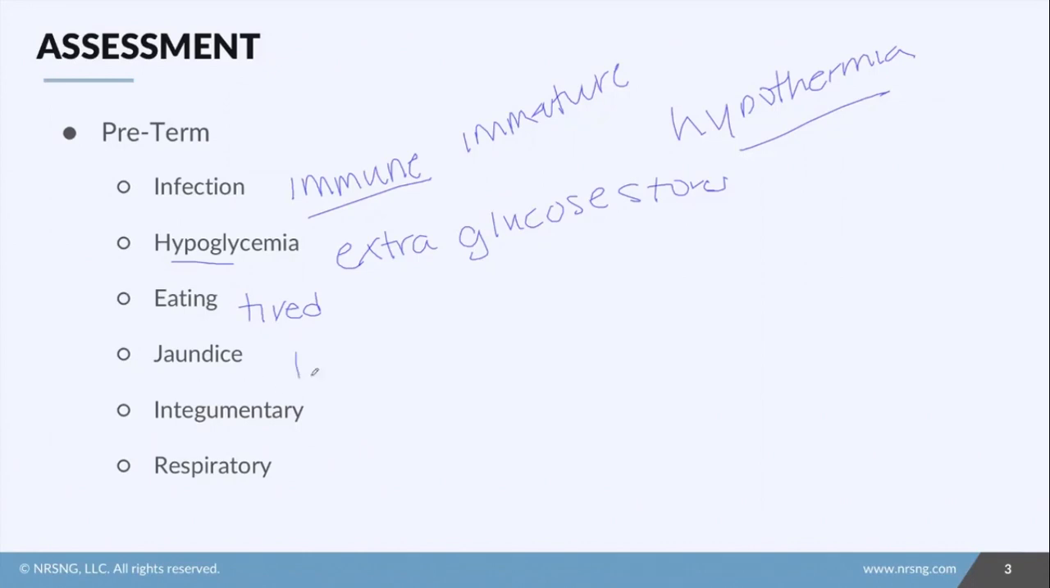Jaundice, because that liver is going to be immature also because it is premature. And so the liver cannot break down this bilirubin as well. It builds up, and they get yellow, get that jaundice color. The integumentary system, you're going to see things on them like lanugo, which are those fine hairs. Now, those fine hairs are there to offer extra warmth for that baby. So it's actually a good thing that they're born with that. So you will see that. So the more lanugo you see on a baby, usually the earlier they are.